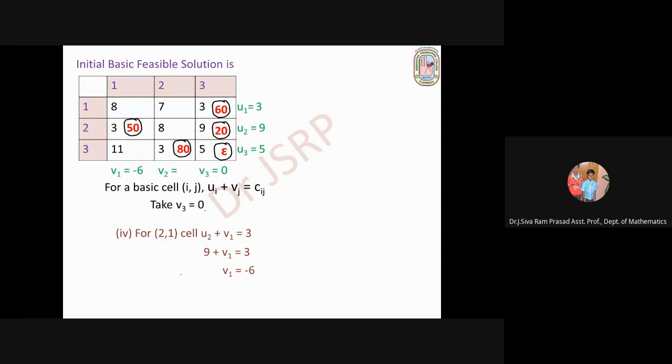Okay. Right. Now consider the 3 2 cell. Consider this cell. So U3 is known. U3 plus V2 equals the cost of the cell, 3. Substitute U3 as 5. 5 plus V2 equals 3. So V2 equals 3 minus 5, which is minus 2. Right, here minus 2.